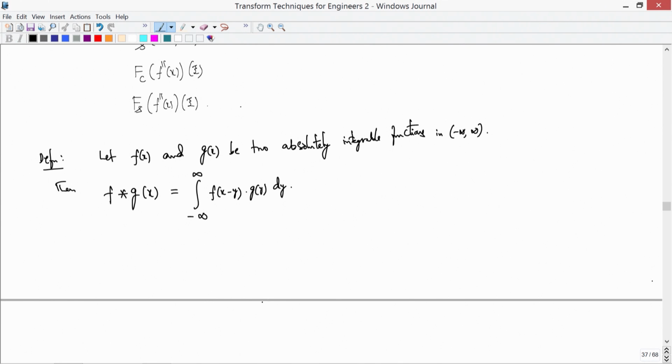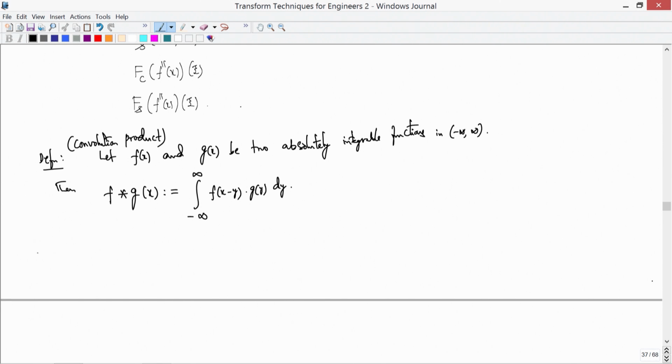So, this is how you define it. We will try to define it in such a way that we may have to add some constant if required. So, this is the definition of this convolution product.